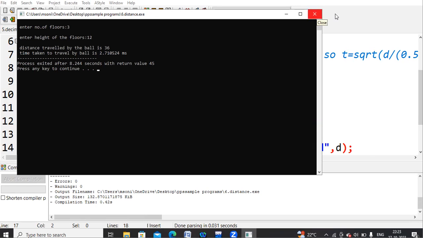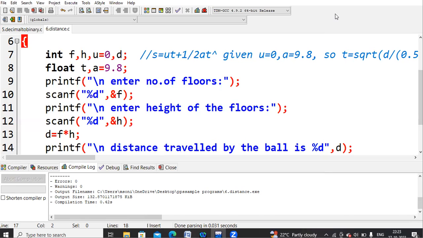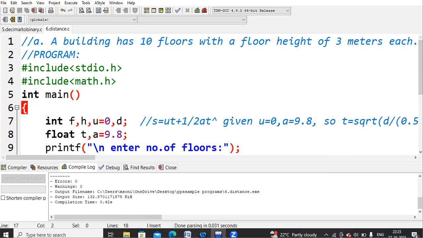Okay. So this is the program for calculating the distance of a ball by using S = ut + half at square. Hope this program is clear for everyone. Thank you.